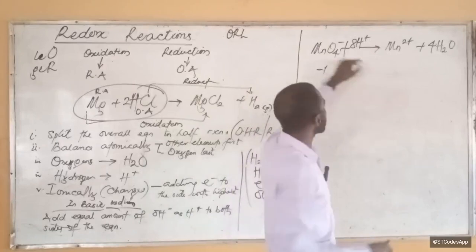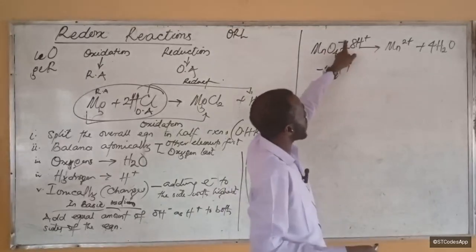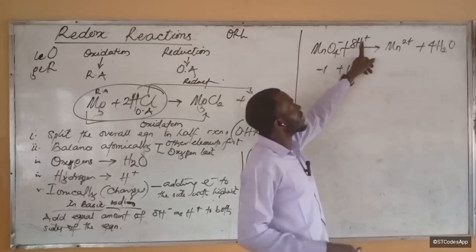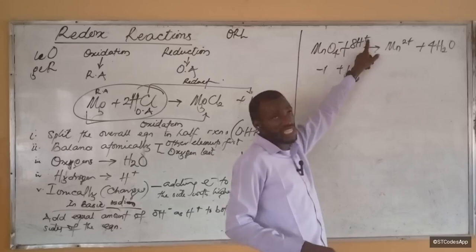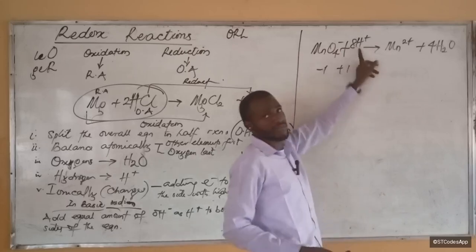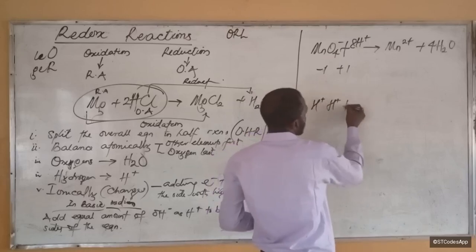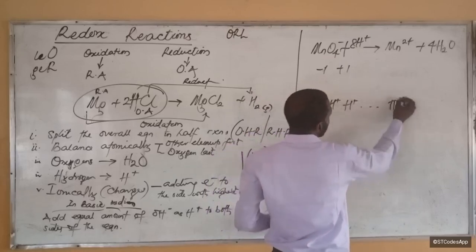Make sense? So let's go again. What's the total charge on this species? You can see -1 here. There is no number, so we'll write -1. But look at H plus. H plus has a plus charge, right? But there are 8 of them. That means I have the first H plus, second H plus, third H plus, up to 8 H pluses.